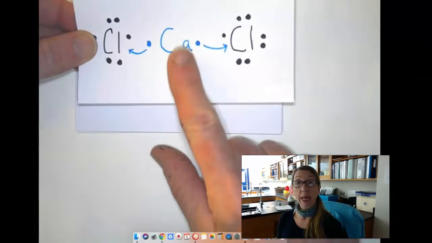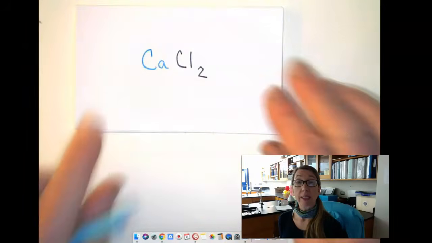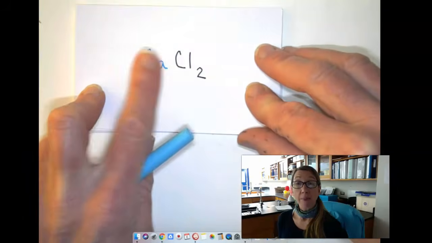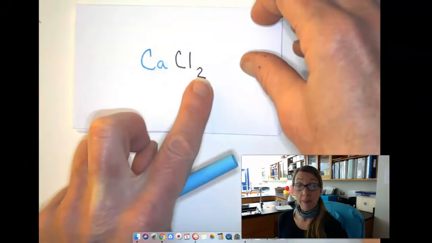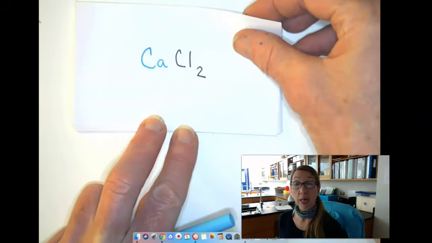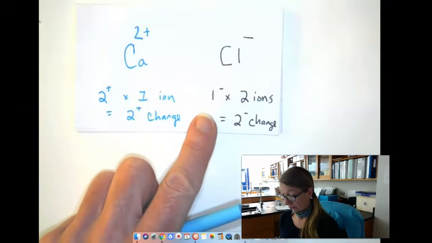And we have 1 calcium to 2 chlorines. So how we'd write this is CaCl2. The metal always goes first, the nonmetal always goes second. You do it left to right, just like on the periodic table. Metals are on the left, nonmetals are on the right.